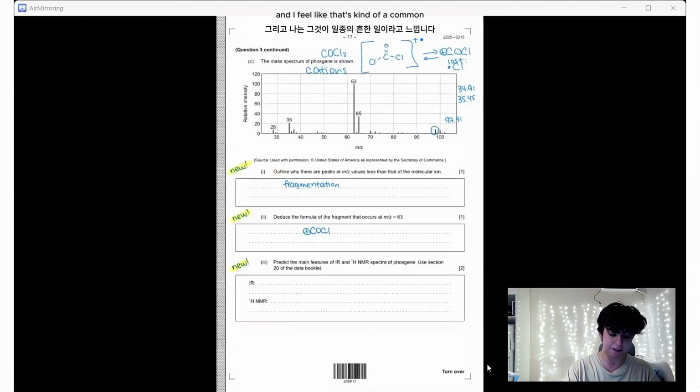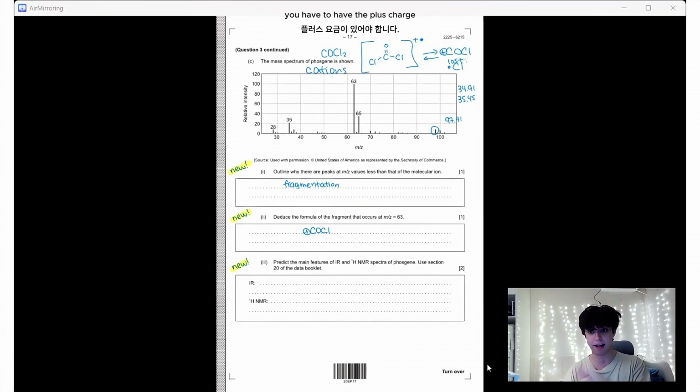Okay, and I feel like that's kind of a common misconception that students have. So it has to be COCl and it has to be a cation. It says that directly in the mark scheme. You have to have the plus charge to get the mark for this one.